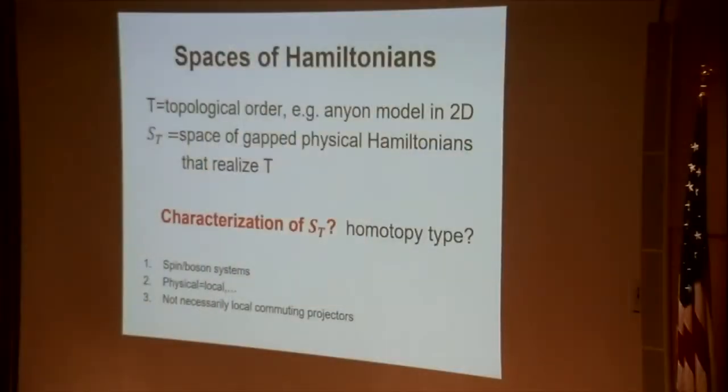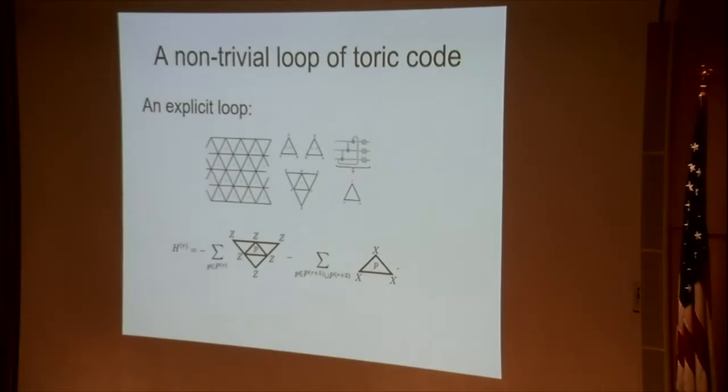And then basically I want to ask the question, what is the topology of this space? Or where does the topology come from? How do we categorize it? In particular, I want to talk about the homotopy type. What are the homotopy groups? And I will make a conjecture on this. To convince you there is topology, let me talk about the toric code, which Misha realized in the lab.